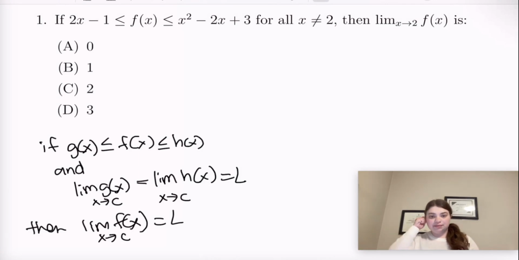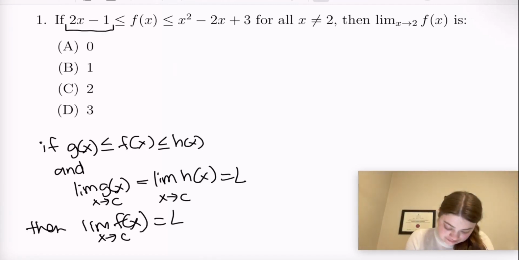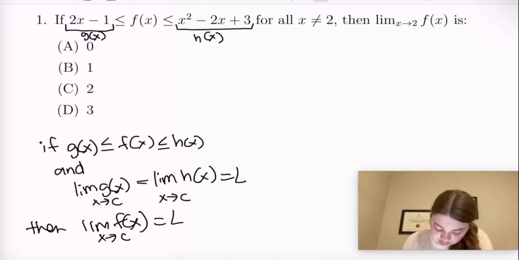So let's see how this might apply to this first problem here. It says if 2x minus 1 is less than or equal to f of x is less than or equal to x squared minus 2x plus 3 for all x's that do not equal 2, then the limit as x approaches 2 of f of x is which one of these? Well, here's the thing. I'm going to essentially consider this to be g of x because it's less than or equal to f of x. And I'm going to consider this as h of x since it's greater than or equal to f of x. And I'm going to find the limit for both as x approaches 2.